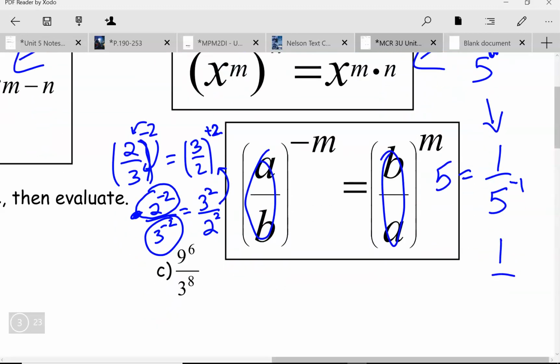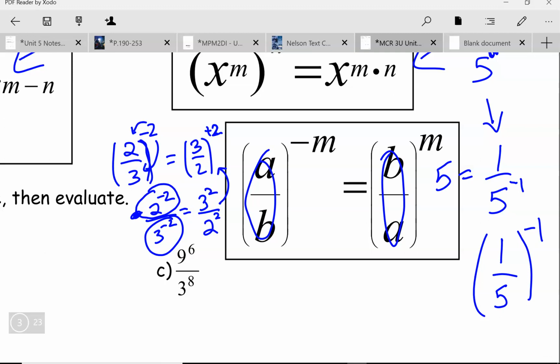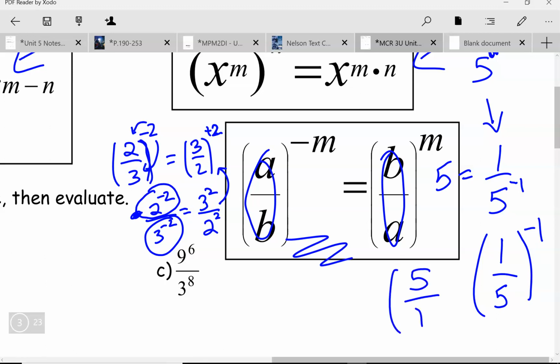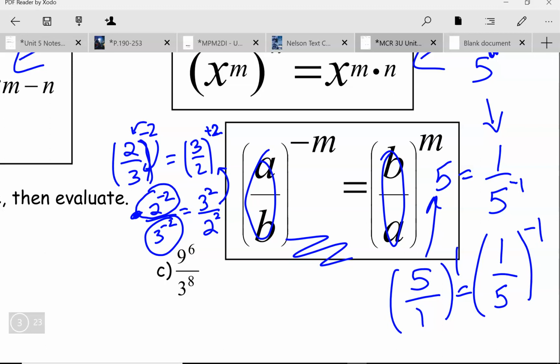This can also be written as 1 over (5)^-1, because we know 1 to the power of anything is just 1, whether it be positive or negative. For example, if we were to apply this rule over here, we get 5 over 1 to the power of 1, and we know 5 over 1 is just 5, which eventually leads us back to this. So hopefully we see that I've just gone a full circle, used the rule twice. So again, different ways of representing.